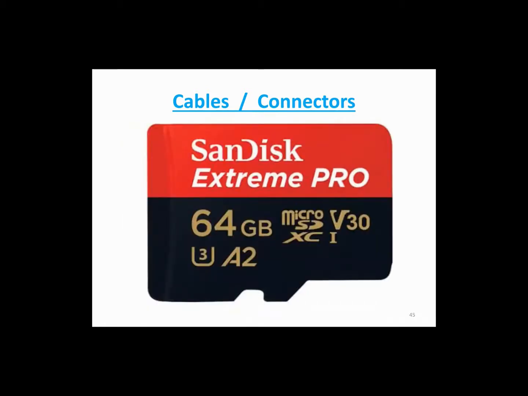This one, you'll see it's got a U3 on the bottom left-hand side. It's also a 64 gigabyte micro SD card. And you'll see on the right-hand side in the black area, it's got micro SDXC for extended capacity. It's got a V30. So we'll get into those things. We'll show you what they are.